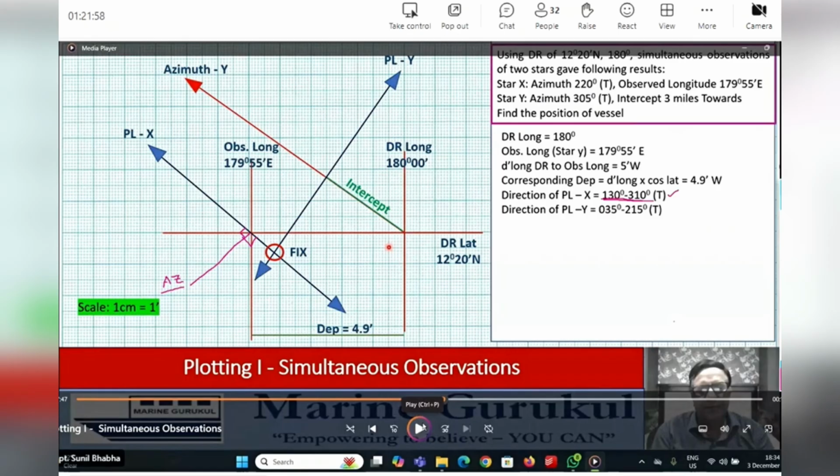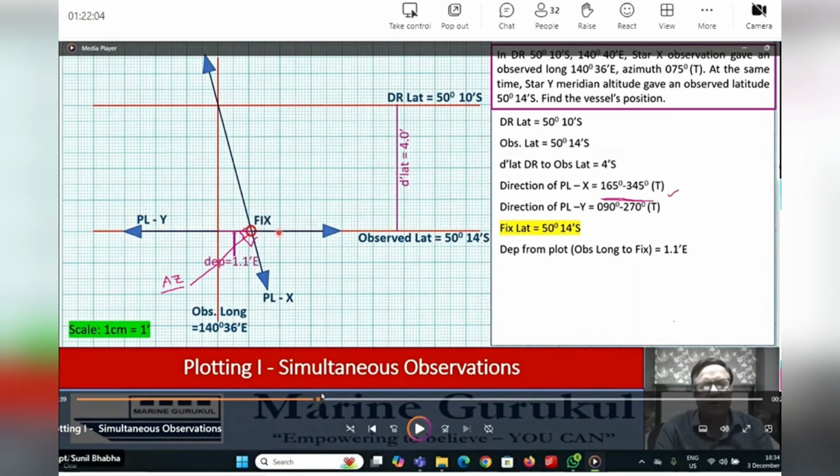In the question which we did, let me go back to that plot. This was the plot. Our initial position, the reference position which we have taken, was on 50 14. This was our reference position, beta. And the final position fix is also on 50 14. So the mean also will be 50 14. It's not the difference between the DR and observed lat. No, it is the difference between the starting position and the ending position. We have not considered 50 10 in our calculation anywhere. Understood, sir.